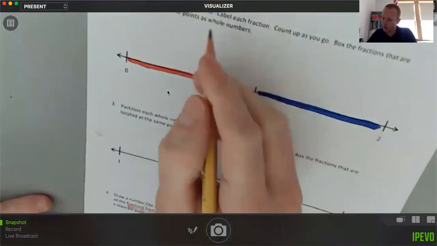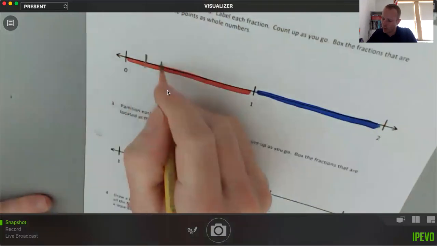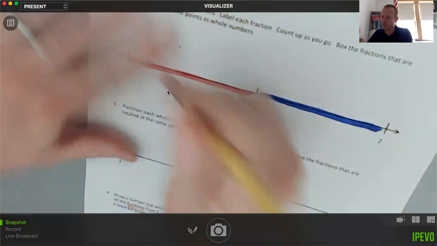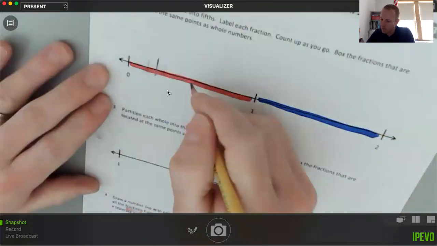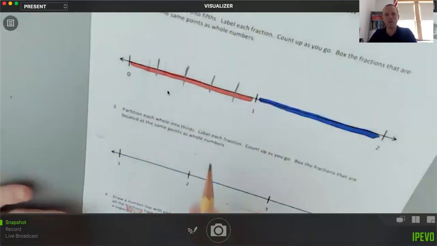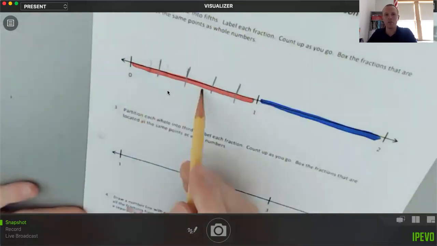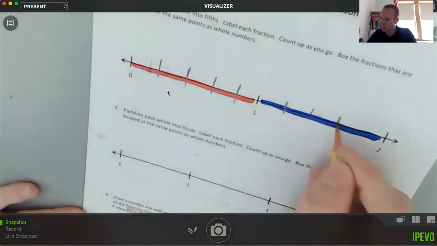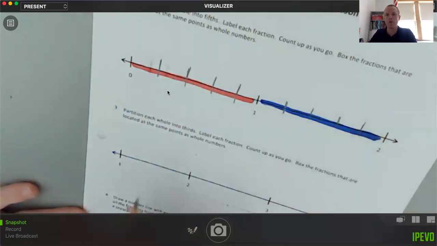And we're marking these into fifths. So 1, 2, oh, that's too close. Try that again. 1, 2, 3, 4. I do 4 lines, which separated this pink section into 5 parts. And I'll do the same thing here. 1 section of blue, 2, 3, 4, and 5. So I have 5 sections of blue as well.